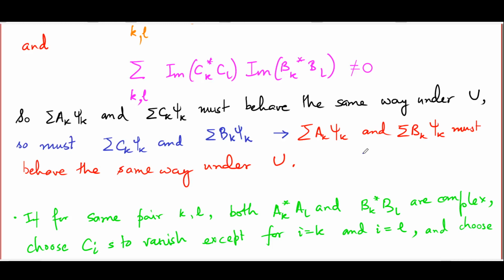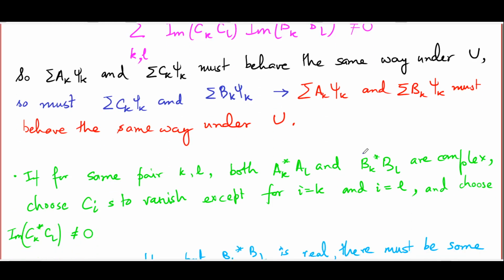Simply because if all the A's had the same phase, the imaginary part of AK star AL would vanish for all pairs. The sum over K and L of the imaginary part of AK star AL times the imaginary part of CK star CL would end up being 0. And a similar thing can be said about the situation where all the B's had the same phase. Thankfully, as I said, that's the case we don't really have to worry about. So we are considering situations where at least for some pairs K and L, AK star AL is complex, and for some, BK star BL are complex.